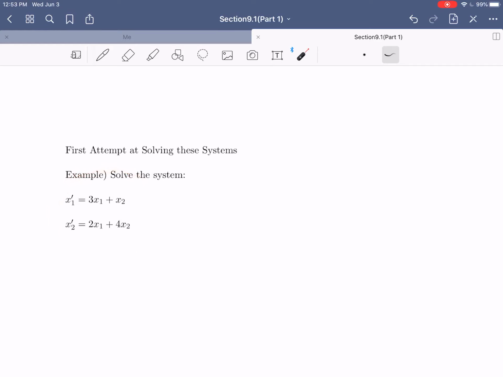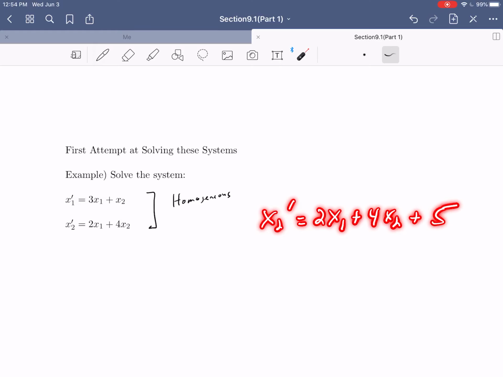Would this system be homogeneous or non-homogeneous? Well, notice that this is 3x1 plus x2, and then the b1 of t in our previous would be 0, and this guy is also plus 0. So this is a homogeneous system here. So this is an example of a homogeneous system. What would it look like if it was non-homogeneous? Well, it would be something like x1 prime equals 3x1 plus x2 plus t. That would be non-homogeneous because of that plus t. Or if this guy was x2 prime equals 2x1 plus 4x2 plus 5. If it has that plus 5, that would make it non-homogeneous.